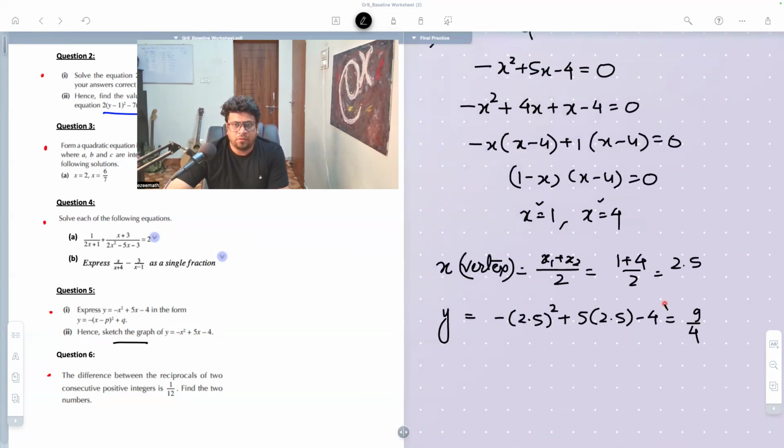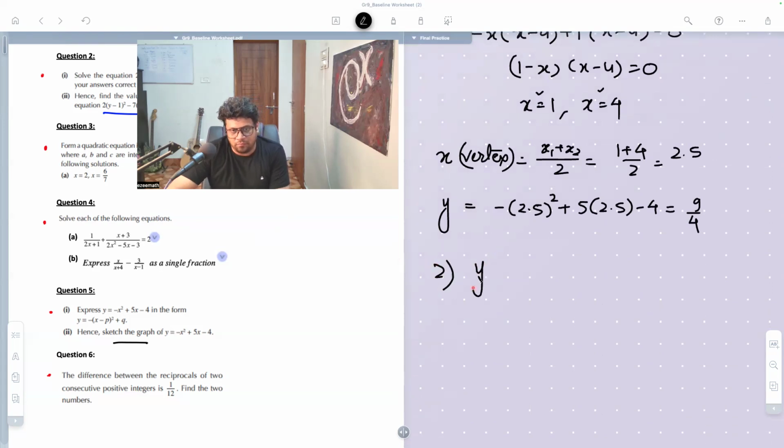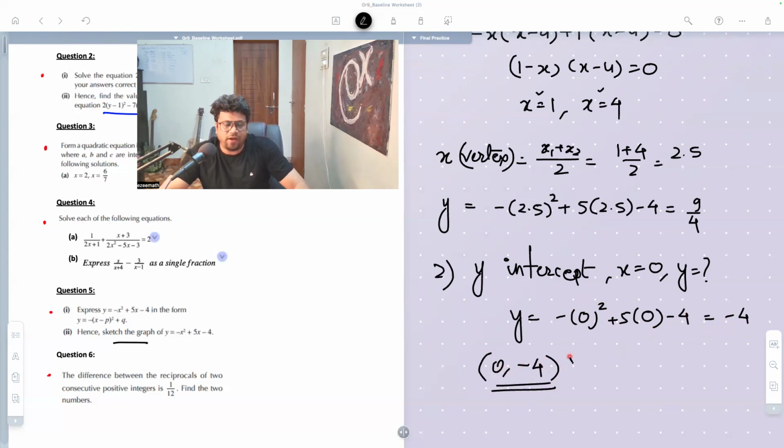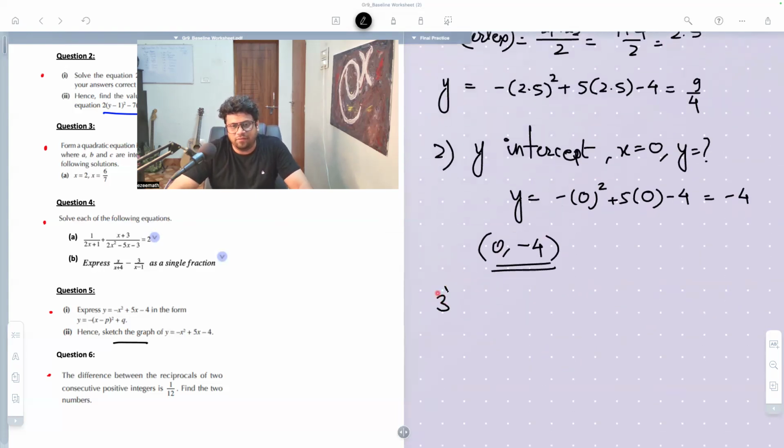Okay. Now let's do the y-intercept. The y-intercept is supposed to be the y value when you substitute x equal to 0. You substitute a 0 in place of x here, and it comes out to be minus 4. Well, minus 4 with a 0, that's your y-intercept. Let's look at the vertex. Well, vertex we have already obtained, 5 by 2 and 9 by 4.